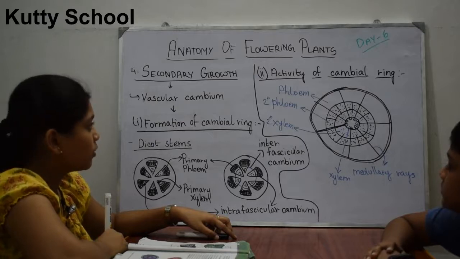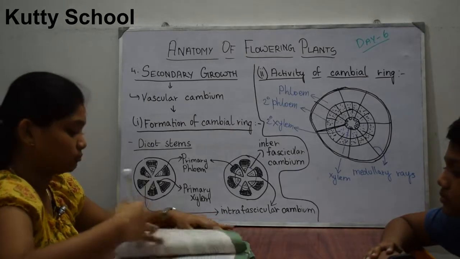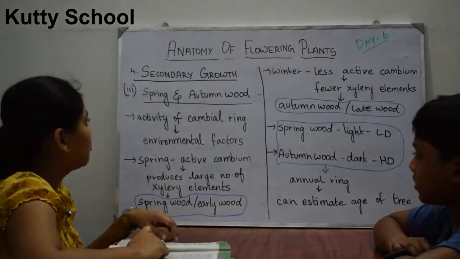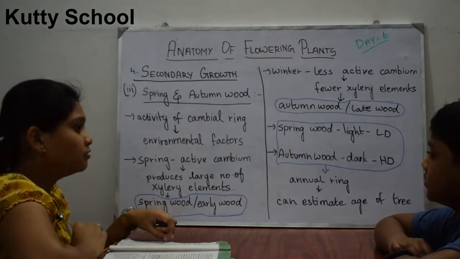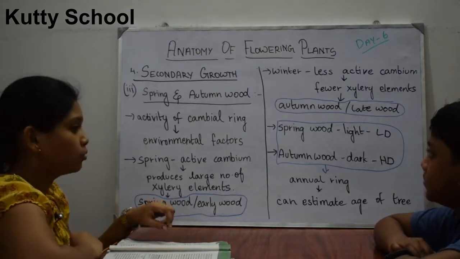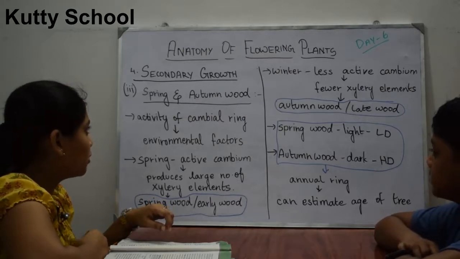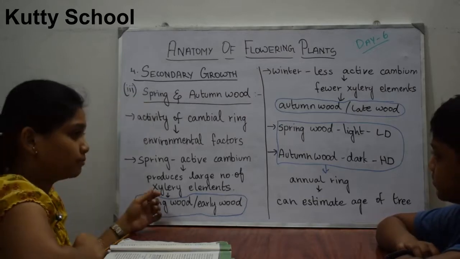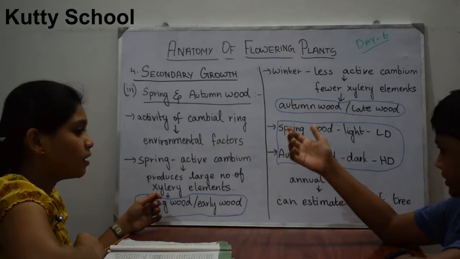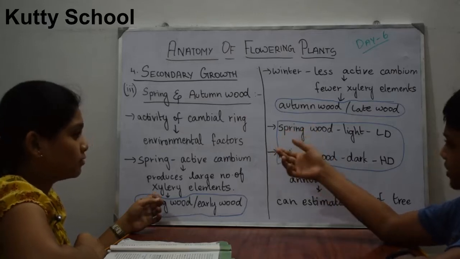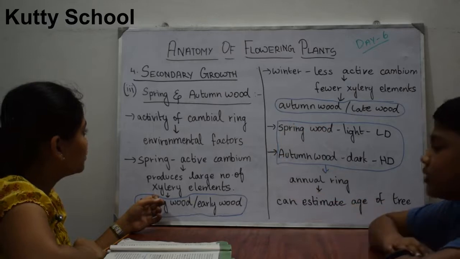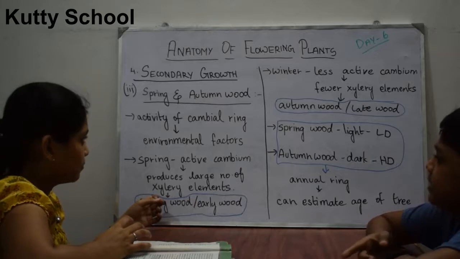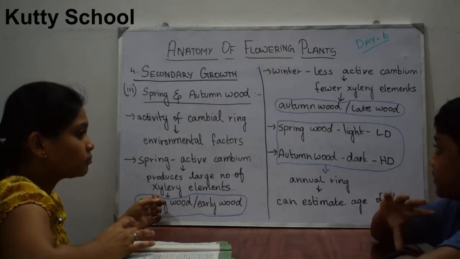Okay. So next we are going to see about springwood and autumnwood. After the activity of the cambial ring, now we are going to see about spring and autumn wood. What is generally spring and autumn wood? Spring means spring season, autumn means autumn season. Springwood is nothing but the tissue which is forming in spring season. Autumnwood is that which is created in autumn season.